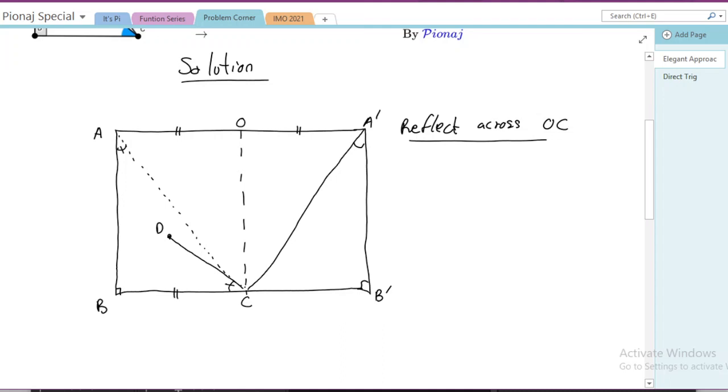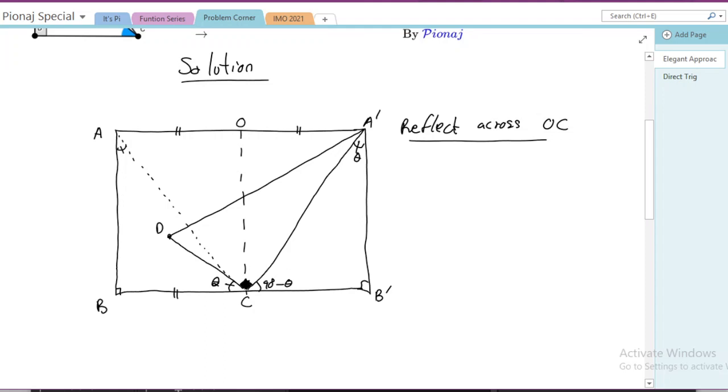From this angle condition, we see that if this is theta, then this will be theta, and this will be 90 minus theta, based on right angle triangle A prime C B prime, and that means the angle left here would be 90. Okay, so if you look at that, we connect A prime D.